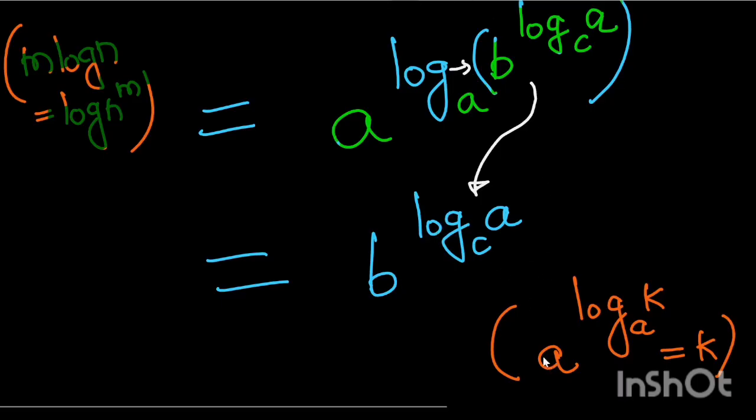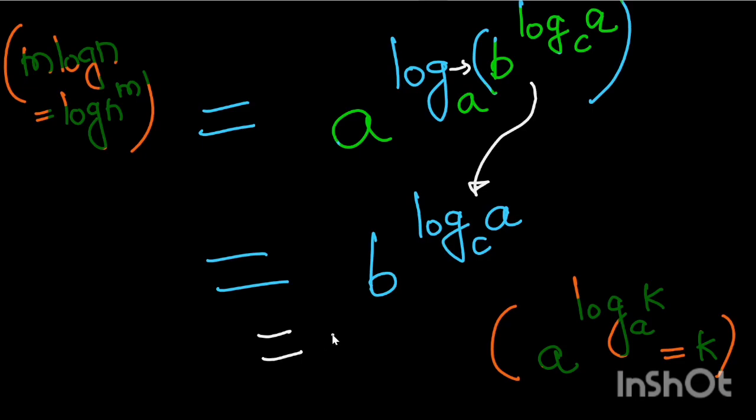Why? Because we know we will use this a to the power log k base a is k. So we can say that this log a base c is k. So okay, this is equal to RHS. So that way it is proved, guys.